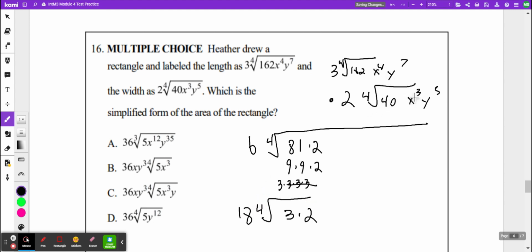X to the 4th times x to the 3rd is x to the 7th. Well, I can write it right here: x to the 7th. And then y to the 7th times y to the 5th is y to the 12th, I do believe.